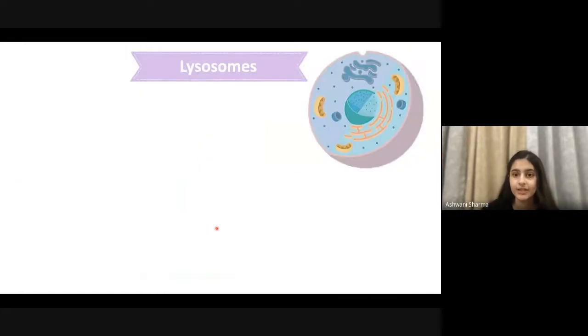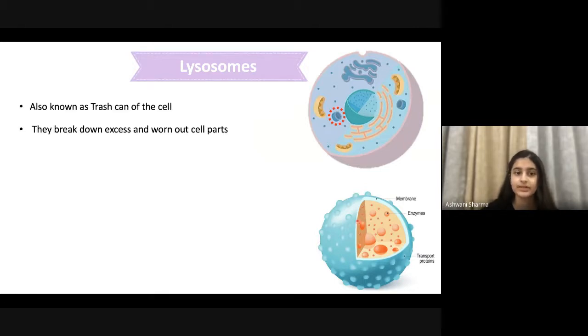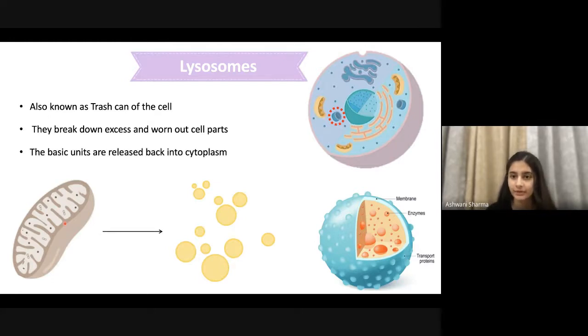Now finally, coming to the lysosomes. You can see the lysosomes over here in a cell, and this is kind of what they look like. The lysosomes are also called the trash can of the cell, and this is because they break down all the excess and all the damaged cell parts. So let's take an example that a mitochondria is there in the cell, and for some reason it gets damaged and it's not working anymore. What the lysosomes will do is break down this mitochondria into its basic structural units. These basic structural units are then sent back into the cytoplasm and can be reused in the cell to make other things.